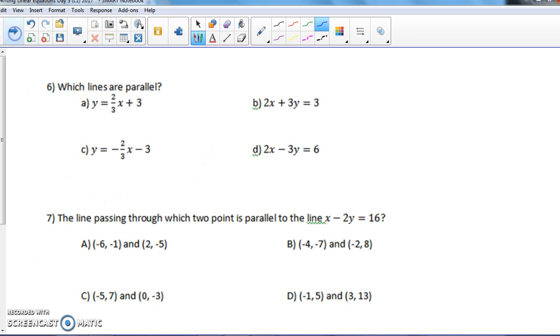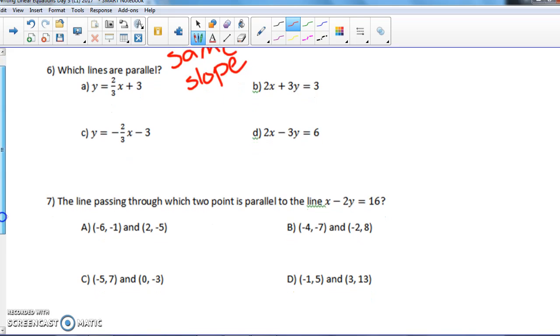Now, these next 2 questions, I'm going to have you actually try them, but I do want to give you some hints about it. So if I look at number 6, 6 says which lines are parallel. So you've got to know parallel means same slope. Hopefully you can look at A and C and readily know what their slopes are. B and D are a little bit different because you're not in slope-intercept form, you're in standard form. So the first thing you need to do is find the slopes for B and D, and then you can determine which 2 lines are parallel.